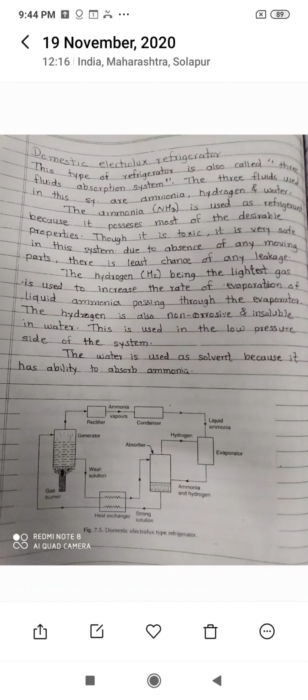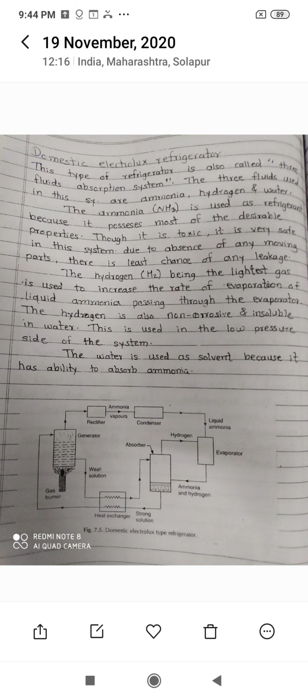Now what is the function of the heat exchanger? In the heat exchanger, the strong solution supplied to the generator absorbs heat from the weak solution, because the weak solution has more temperature and the strong solution has low temperature. So this heat exchanger helps to increase the temperature of the strong solution and decrease the temperature of the weak solution. So this is the simple working of this domestic Electrolux refrigerator.